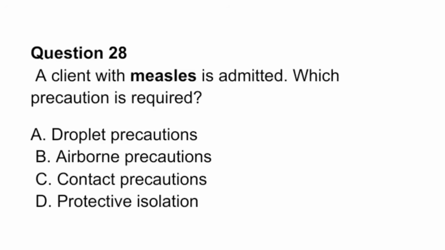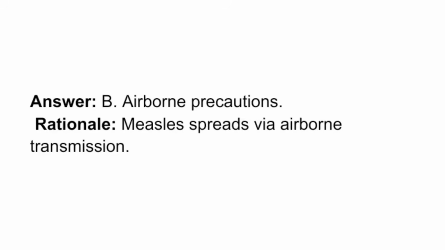Question 28. A client with measles is admitted. Which precaution is required? A. Droplet precautions. B. Airborne precautions. C. Contact precautions. D. Protective isolation. Answer: B. Airborne precautions. Rationale: measles spreads via airborne transmission.